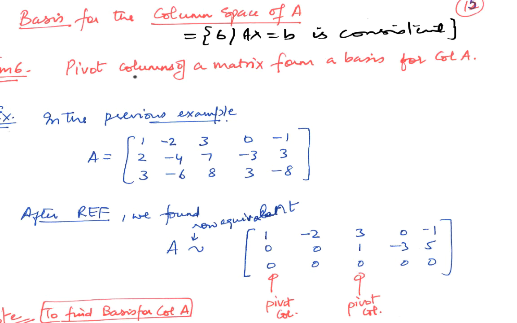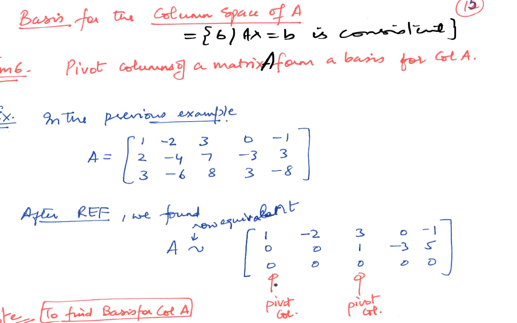Now the question is, how do I find the basis set for the column space of A? So what you're going to do is, I'm going to say, hey, the pivot columns of the matrix A will form a basis for the column space of A. So what are we going to do? Once again, we go back to the original problem, the same matrix A which I had for the null space. I apply my algorithm and write it as this.